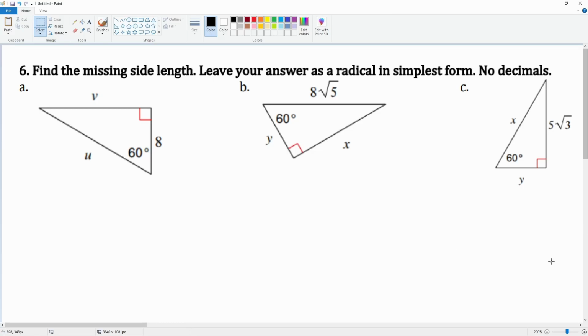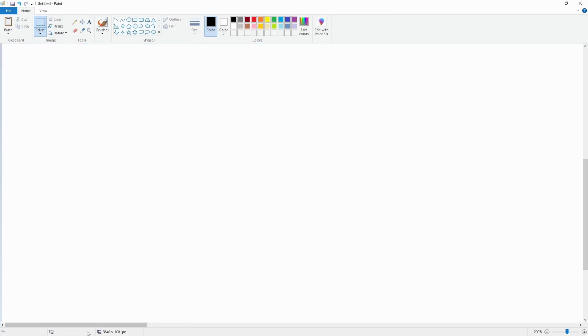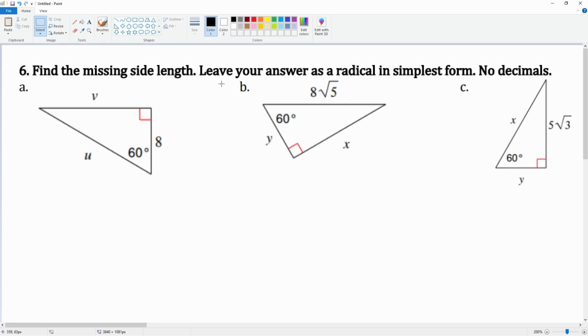All right, here we have number 6. We're asked to find our missing sides, and these look like 30, 60, 90 triangles. Okay, so let's just fill in the values here. This is 30, so this makes this 60, so this has to be 30 degrees. Okay, now we can label it.